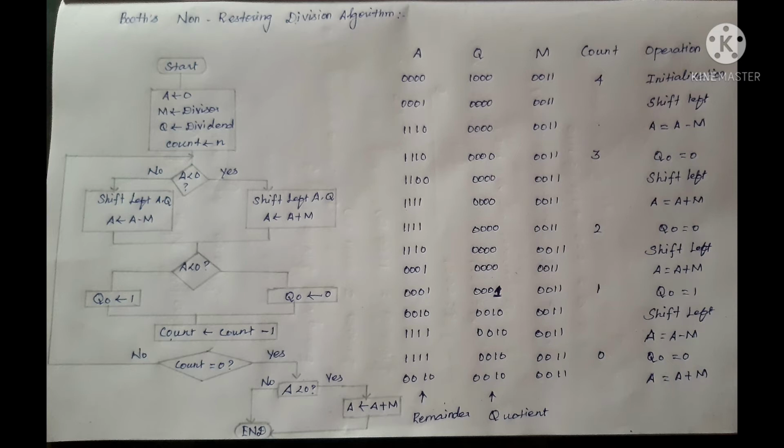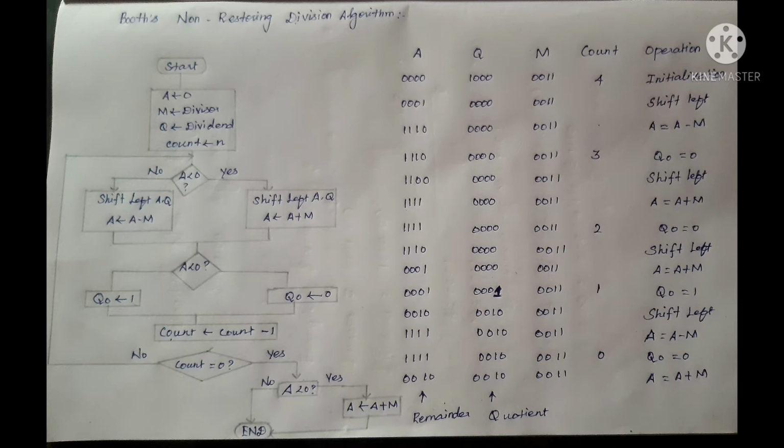Count is equal to 0? No. So it will go and check the value of A, whether it is less than 0. Now M is B of A, it means it is less than 0. So I will again go here and perform shift left, A equal to A plus M. So shift left, this I will go out 1 1 1 0 0 0 0 0. This 0 0 1 1 will be as it is. Shift left, then we'll perform A equal to A plus M.